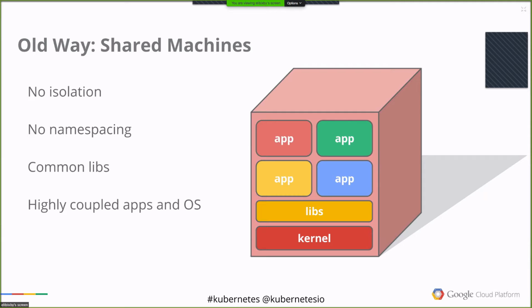We don't get any isolation. We don't get any namespacing. All of our binaries share all of our libs. And ultimately, this results in our apps being highly coupled.